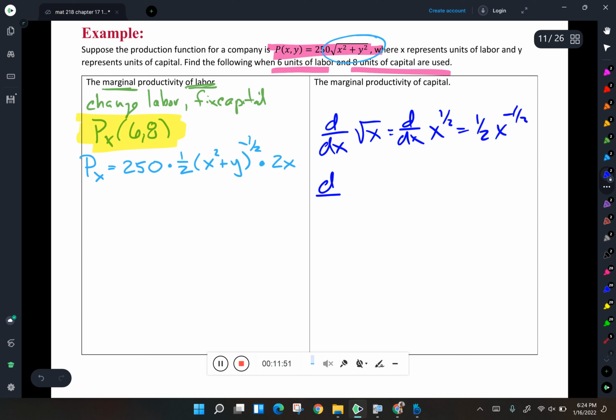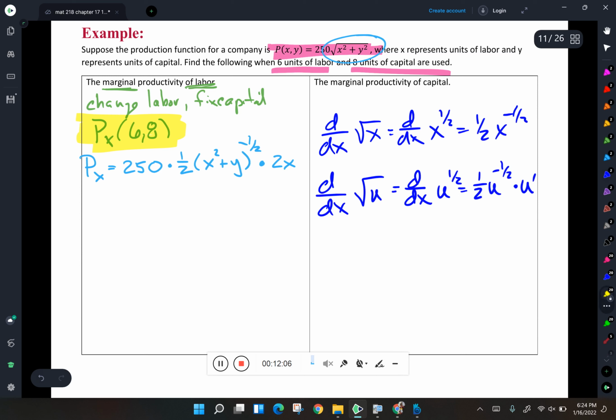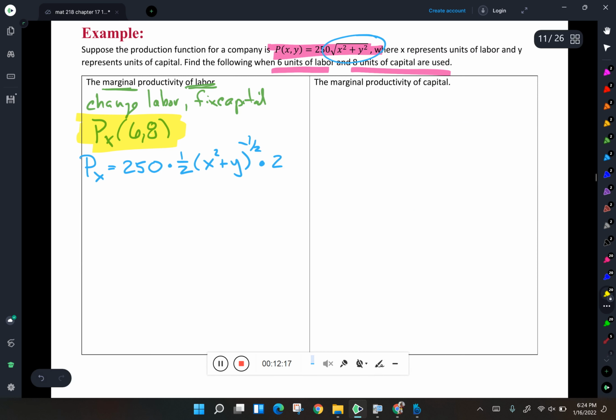But if it was the derivative with respect to x of the root of a function u, that's just the derivative with respect to x of u to the 1/2. So that's 1/2 u to the negative 1/2 times u prime. And when we find our u prime, what we're really finding is a partial derivative because we're doing partial derivatives here. So that's the rule I'm using here.